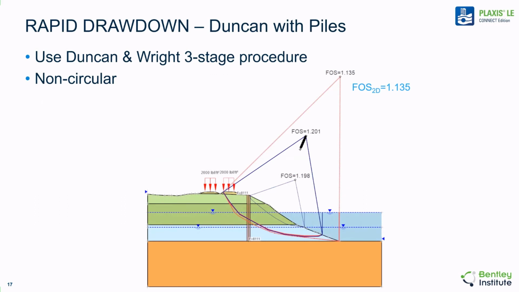An example of the use of the Duncan method can be seen in this practical example. The Duncan and Wright 3-stage procedure is utilized in this case to analyze a changing water table against the slope. Non-circular slip surfaces are utilized to analyze the conditions. An ultimate factor of safety of 1.14 is calculated in this case.